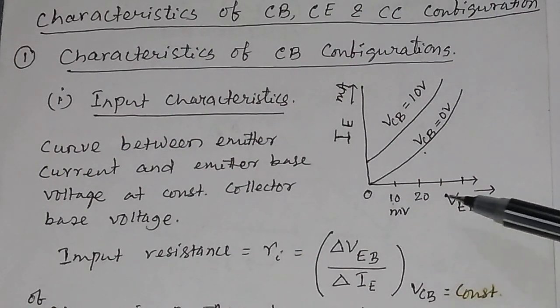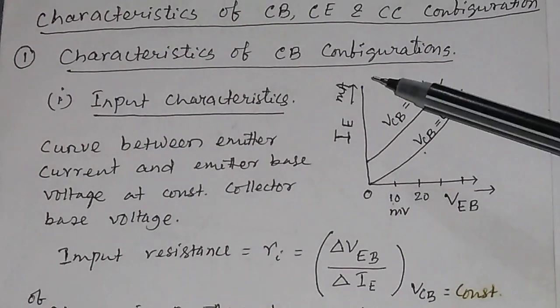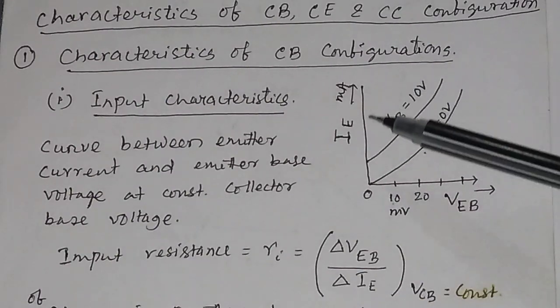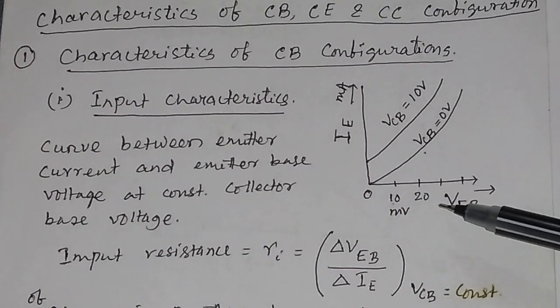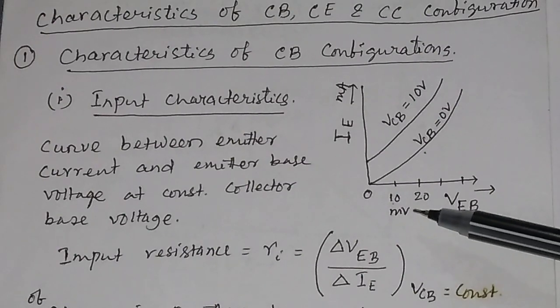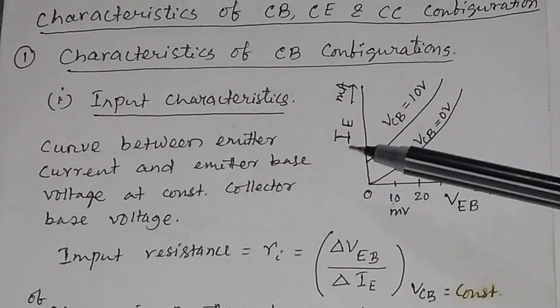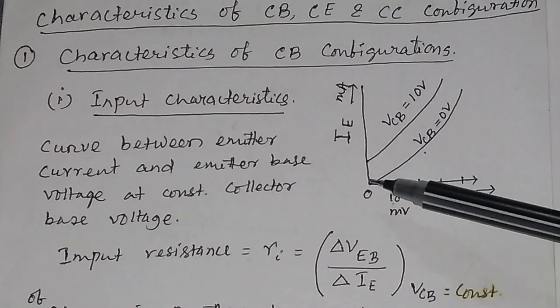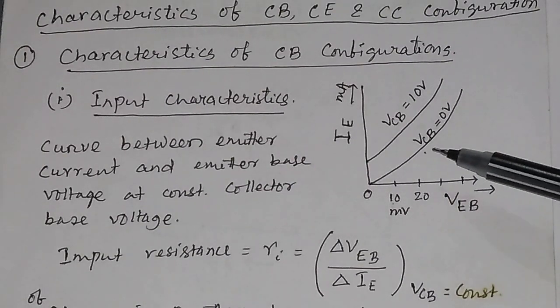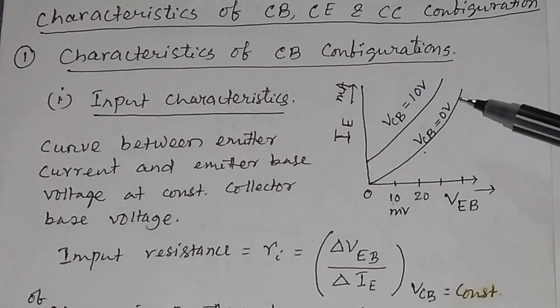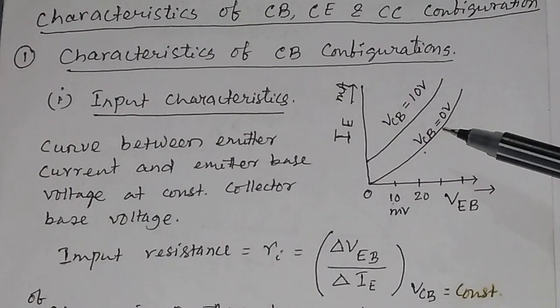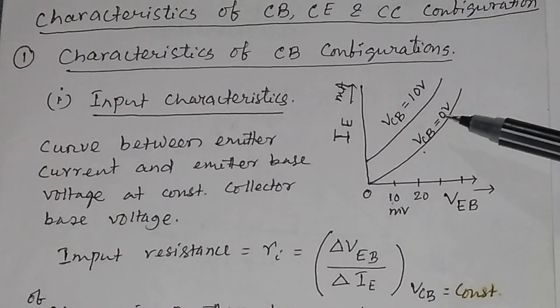So in the input characteristics, we basically draw a curve between emitter current and emitter base voltage. On the x-axis you take the emitter base voltage, and on the y-axis you take the emitter current. The emitter base voltage is of the order of millivolts, and the emitter current is of the order of milliamperes. So you plot the graph at constant collector base voltage.